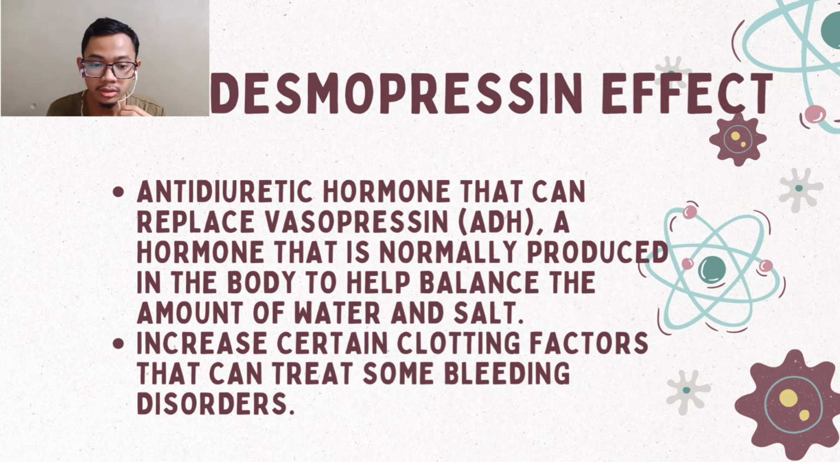Continuing with the previous slide, what desmopressin actually does is replace vasopressin, which is ADH, a hormone that is normally produced in the body to help balance the amount of water and salt. So the more desmopressin one consumes, the less urine they will produce. Another effect is that it can increase certain clotting factors that can treat some bleeding disorders like mild hemophilia A.